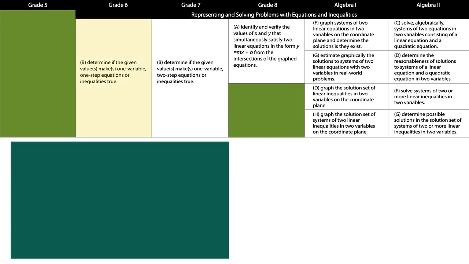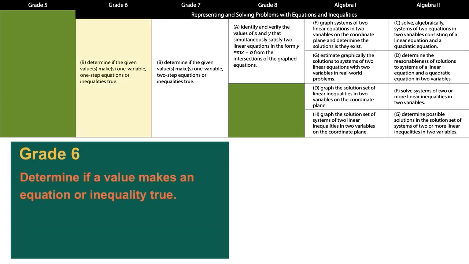In 6th grade, students determined if a given value made an equation or an inequality true for a 1-step equation. That expanded to 2-step equations and inequalities in 7th grade. In 8th grade, a graphical component is added to the student expectations. At this level, students were required to read the solution from a coordinate plane and then check that coordinate pairs satisfied 2 linear equations at the point of intersection.